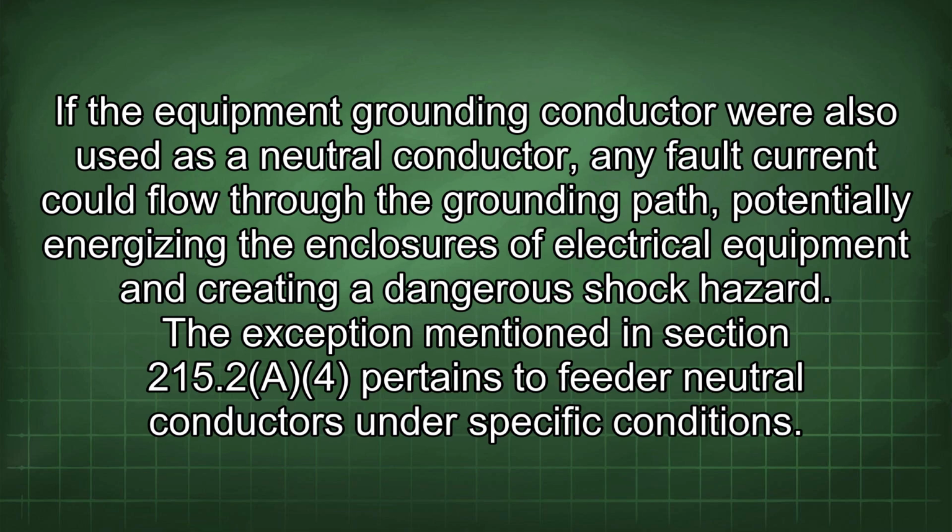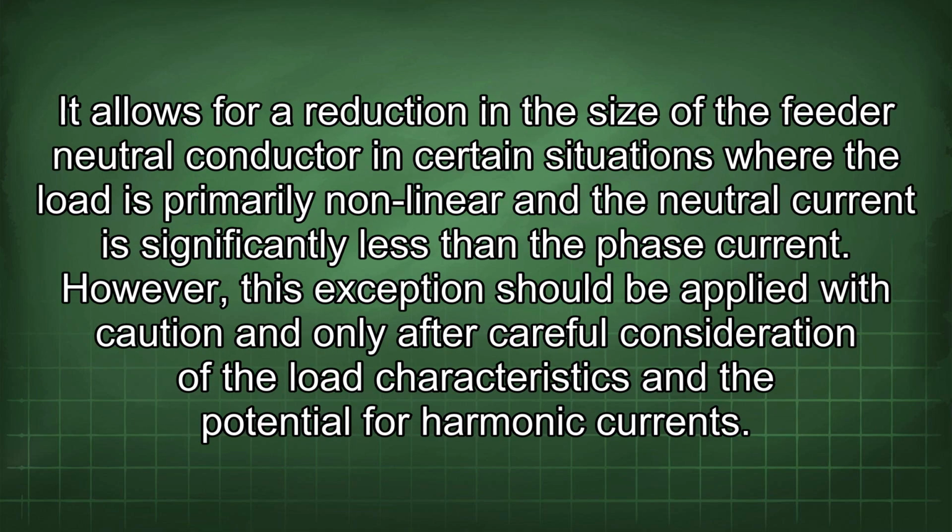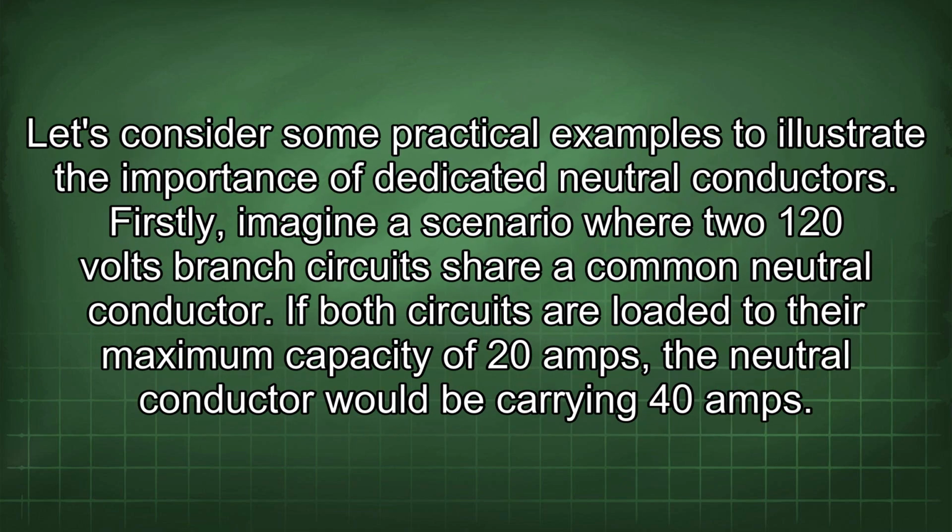The exception mentioned in Section 215.2 pertains to feeder neutral conductors under specific conditions. It allows for a reduction in the size of the feeder neutral conductor in certain situations where the load is primarily nonlinear and the neutral current is significantly less than the phase current. However, this exception should be applied with caution and only after careful consideration of the load characteristics and the potential for harmonic currents. Let's consider some practical examples to illustrate the importance of dedicated neutral conductors.